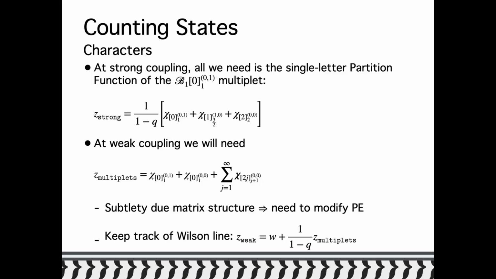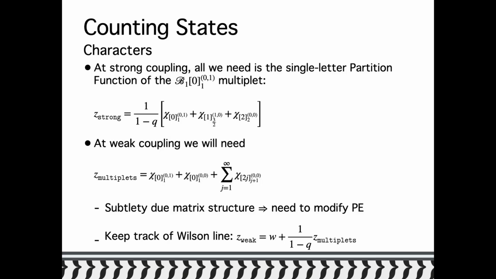So in order to keep track of this, we make use of a very interesting trick that Nika actually came up with. What we do is we introduce, in addition to the single letter partition function of the weak coupling alphabet, an extra letter associated with the Wilson line itself.